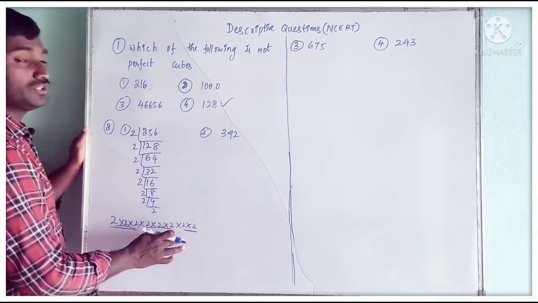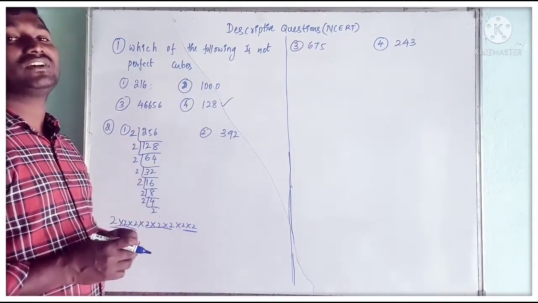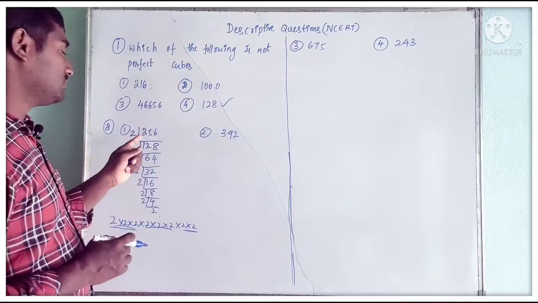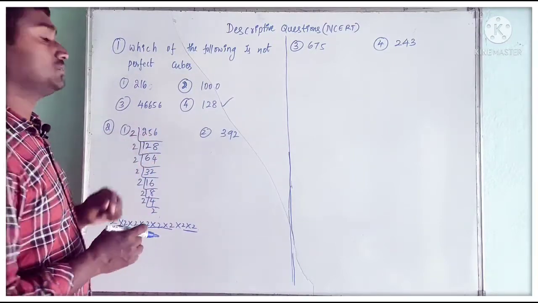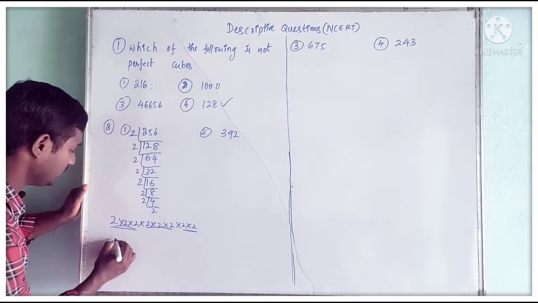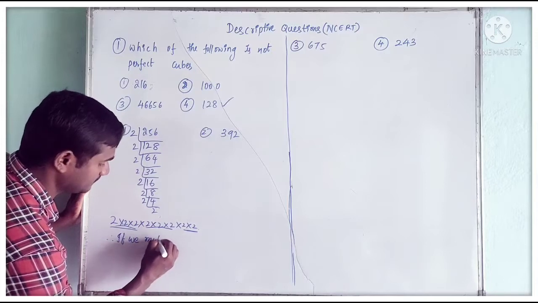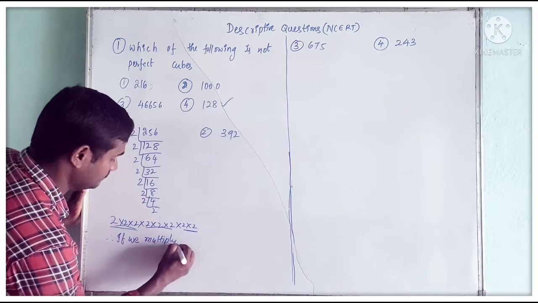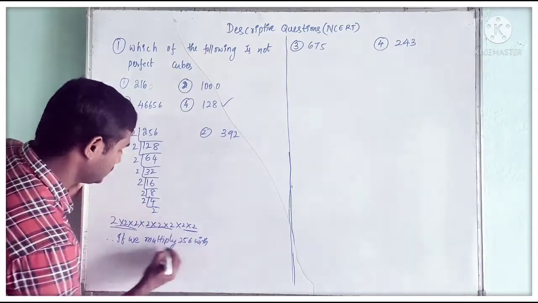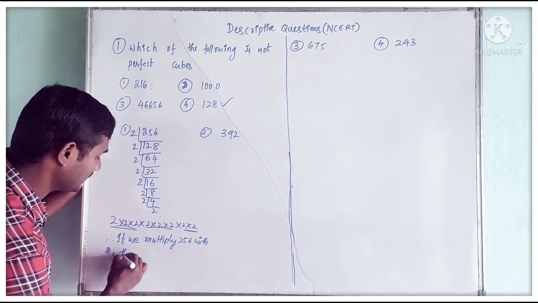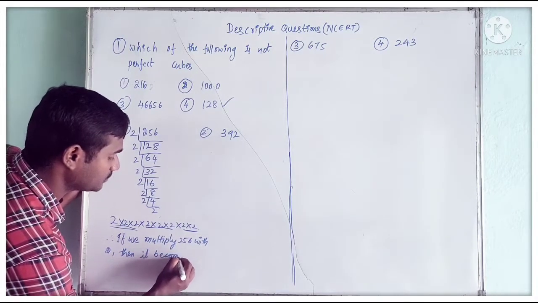Here in this group we have only two 2s, so we need one extra 2. That means we need to multiply with 2. Therefore, if you multiply 256 with 2, then it becomes a perfect cube.